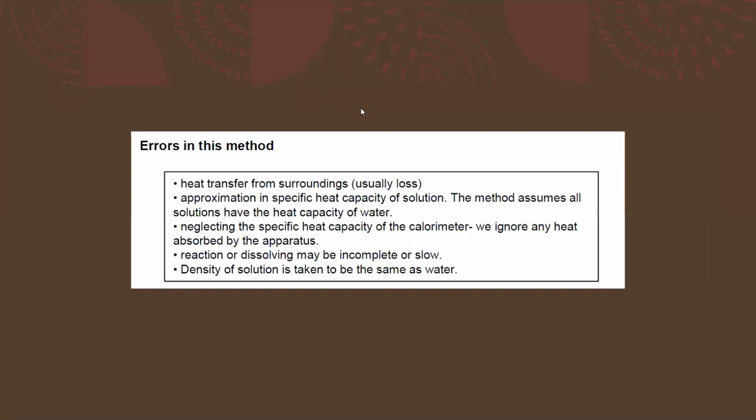But what are the errors in this method? What are the wrong assumptions or things that lead to error or a wrong result? Heat transfer from the surroundings: if a substance has a low temperature, heat transfers from the surroundings, and if it is hot, heat transfers to the surroundings. That is one thing. An approximate specific heat capacity of the solution is used, like we assume that the solution is pure water, which has a specific heat capacity of 4.2.